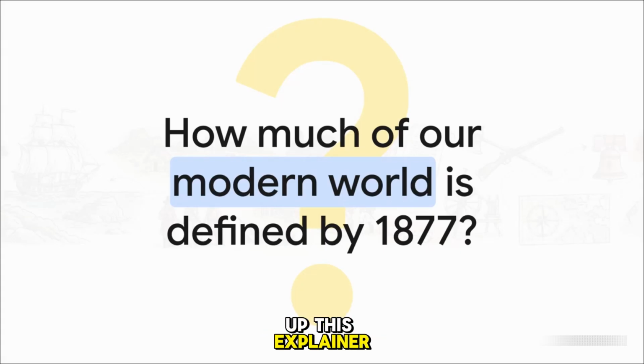As we wrap up this explainer, we really have to recognize that the American story is an ongoing chain reaction. The unresolved compromises of the past don't just disappear. It leaves us with a pretty powerful question. How much of our modern world is still shaped by dominoes that fell over a century ago?